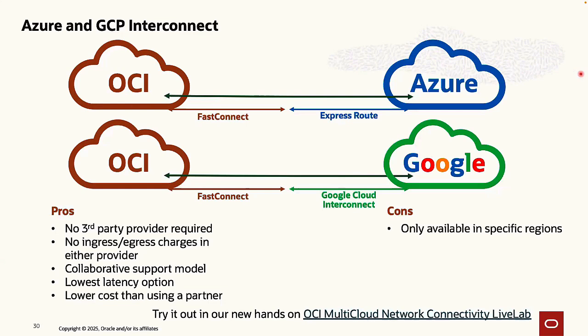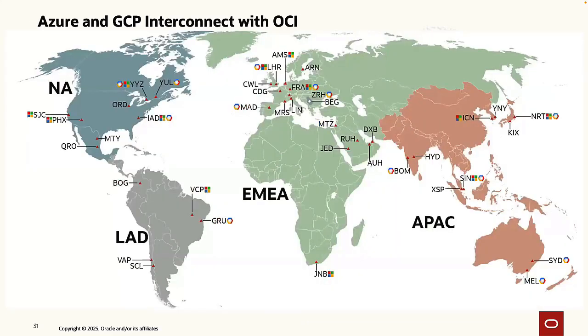So you can accelerate application migration and modernization by combining Microsoft Azure or Google Cloud and Oracle Cloud Infrastructure capabilities over private low latency connections with no data transfer fees. So this is a list of regions where we have interconnect with Azure and interconnect with GCP. With OCI and Azure interconnect, we have 12 regions worldwide. 4 regions are in North America, 1 region is South America, 3 regions are in Europe, 1 region is in Africa, and 3 regions are in Asia Pacific. So in total, we have 12 regions between OCI and Azure.